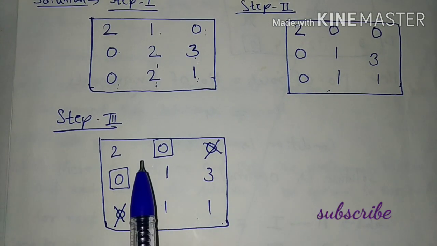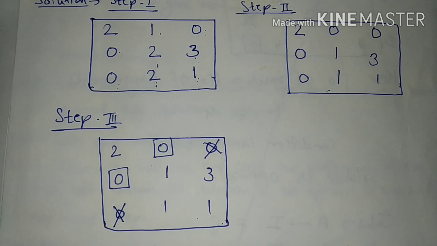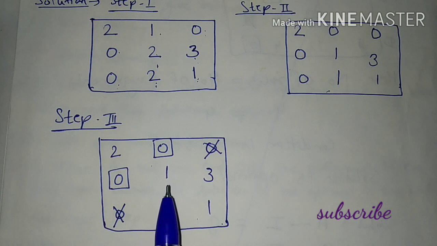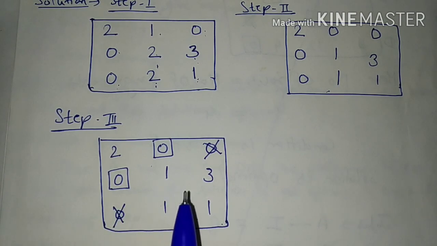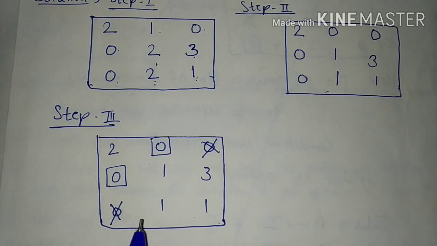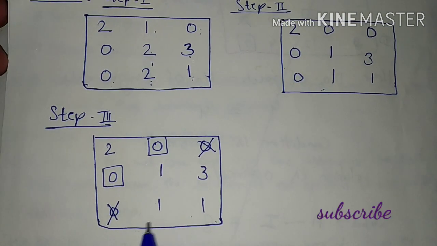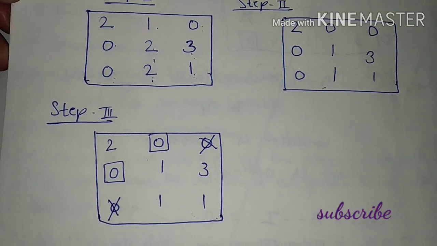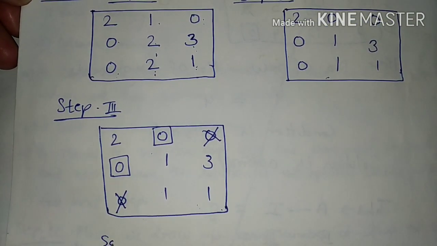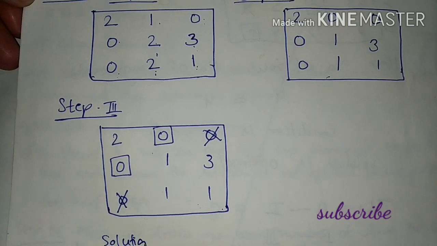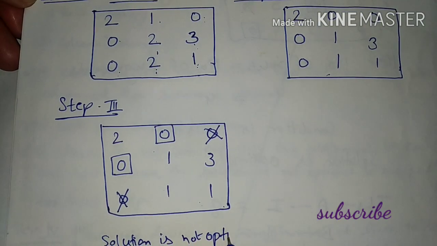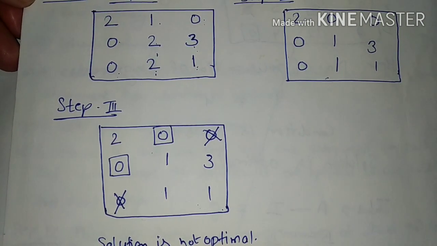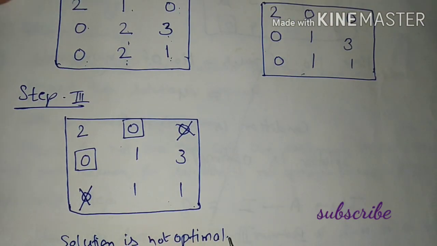If each row and each column has one and only one assignment, then the solution is optimal. But here row 3 and column 3 do not have assignments, so the solution is not optimal. Next step.